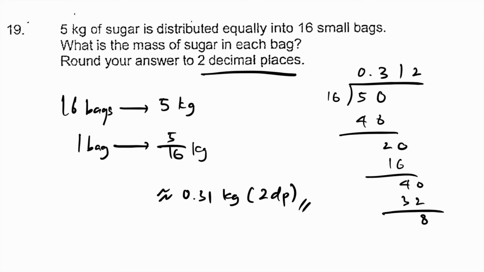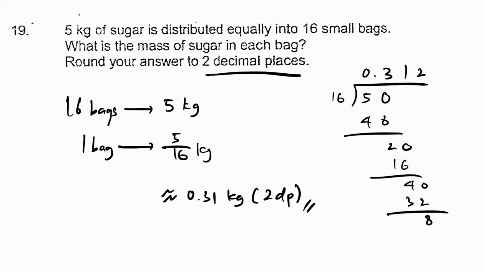5 kg of sugar is distributed equally into 16 bags. So 16 bags contain 5 kilograms. Each bag means I'm interested in 1, so divide by 16. And of course, round this to 2 dp. I'm going to use long division. And if you're asked to find 2 decimal places, do your working up to 3 decimal places. Why? So that I can see whether it needs rounding up or remaining the same. In this case, it remains the same. 2 cannot round up to 3, so 0.312 here. So keep it as 0.31 kilograms.